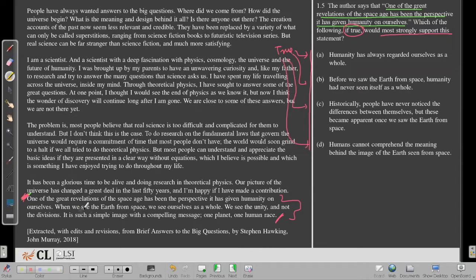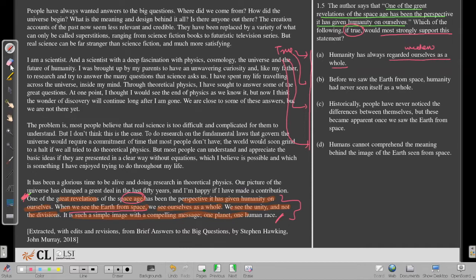Basically the whole idea supports the idea that when we see Earth from space, we see ourselves as a whole. We see unity and not the division. It is a simple way of saying that one of the great revelations of the space age is the perspective it has given, so we can now see Earth as a whole. The space age revealed the Earth from space. If humanity has always regarded ourselves as a whole, this kind of weakens the claim that is being made.